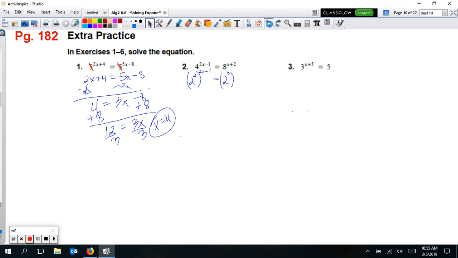The 8 is going to be 2 to the 3rd. So we'll break that down to 2 to the 3rd. The exponent there is x plus 2. Put that outside the parenthesis. So now we have the same base, base 2. And we have basically a power to a power situation where we would multiply the exponents.